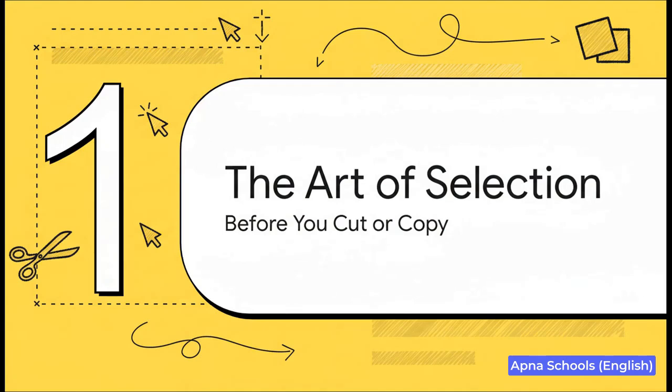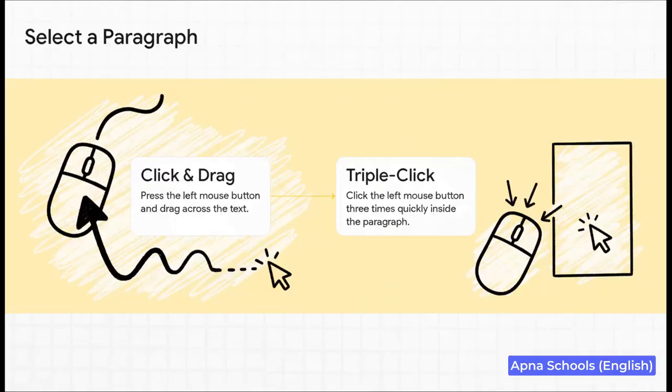Okay, so first things first, before you can do anything cool like moving or duplicating text, you have to tell Word exactly what text you're talking about. This is called selecting, and it's the foundation for everything we're about to do. Now, there are a couple of ways to do this. The one everyone knows is the click and drag. You just press your left mouse button down at the start of the sentence and drag it over to the end. Easy enough. But you want to know a little trick?